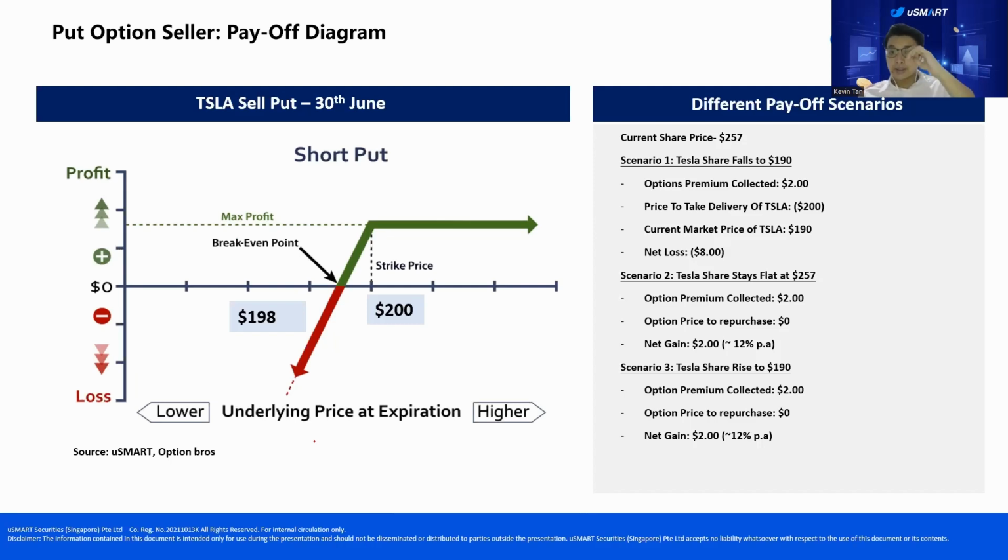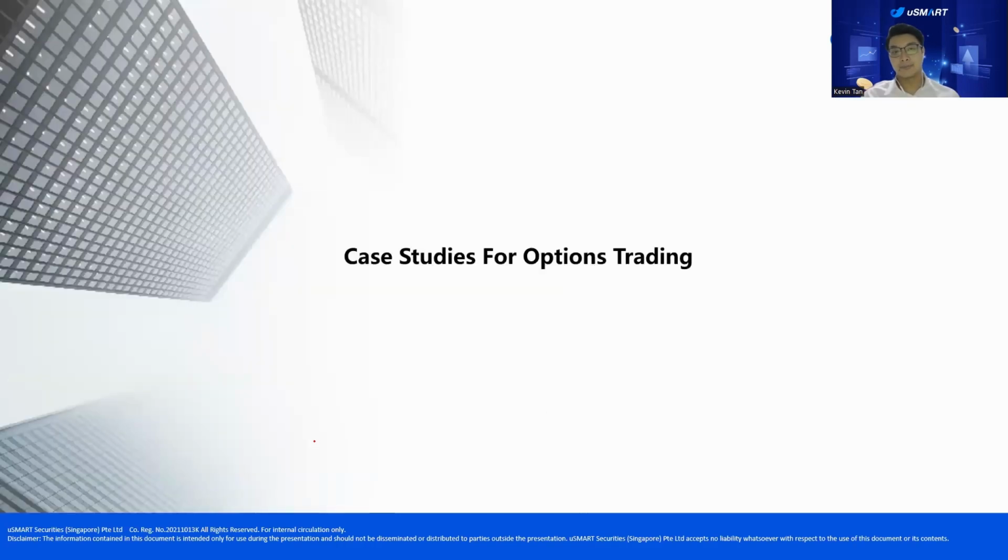Similarly, what's going to happen is that if Tesla basically rose beyond that, let's say it rose to $300, you will actually get the option premium of $2, and your option will lose its full value. But you will actually basically get the opportunity to earn a $2 option premium, which also translates to 12 percentage point of yield.